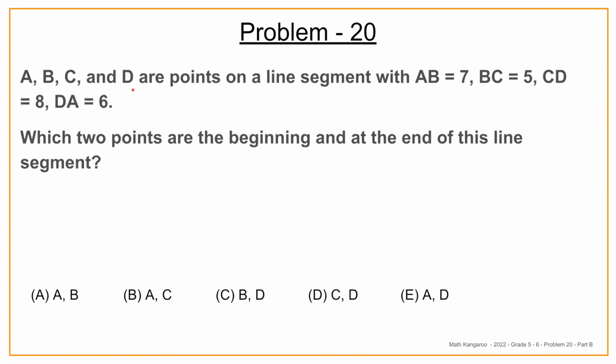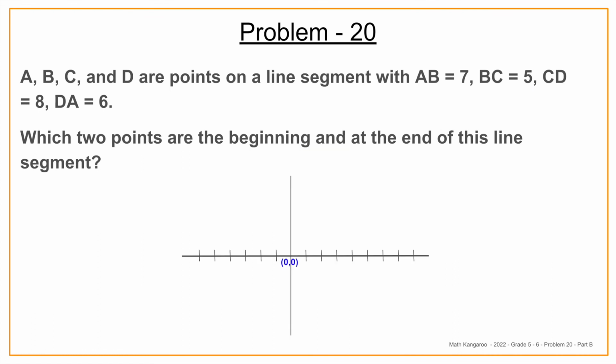Problem 20. A, B, C and D are points on a line segment with AB equal to 7, BC equal to 5, CD equal to 8, DA equal to 6. Which two points are the beginning and the end of this line segment? These are our options. Let us consider our line segment as a path on coordinates. So this is our path, for which we have to determine the beginning and end of this line segment.